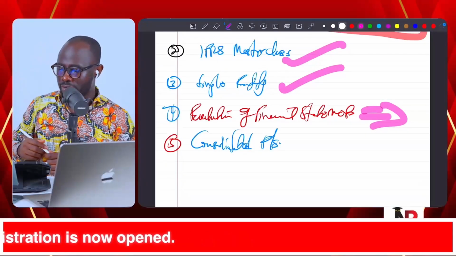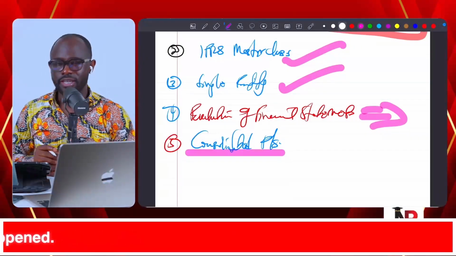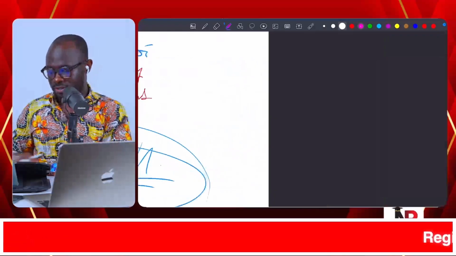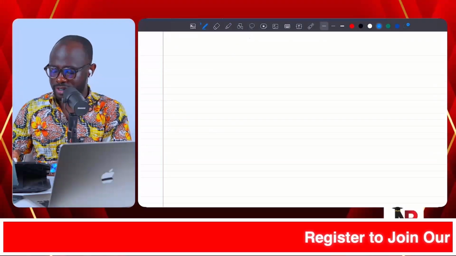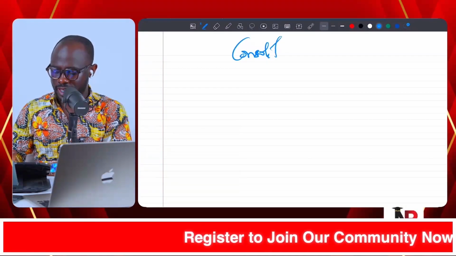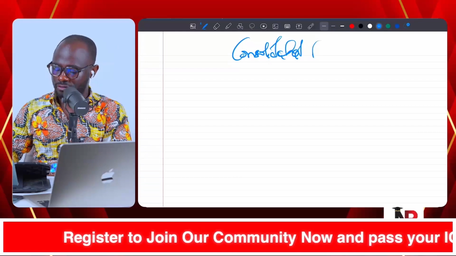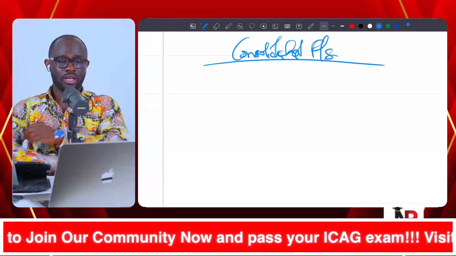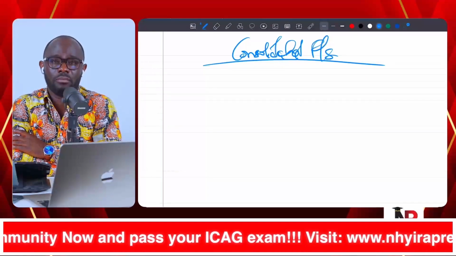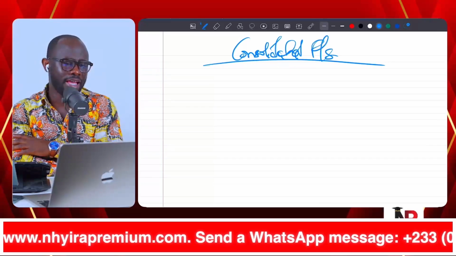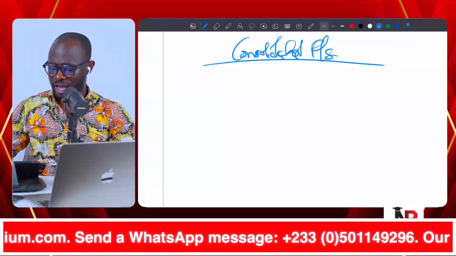Then suddenly we come to the last one, which is consolidated financial statement. 20 marks area, question 1, waiting for us in the exam hall. Consolidated financial statement. Very important topic that we must know about. Now, here, there are a number of things that you need to be aware of.